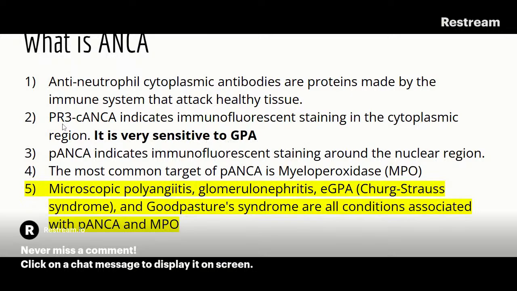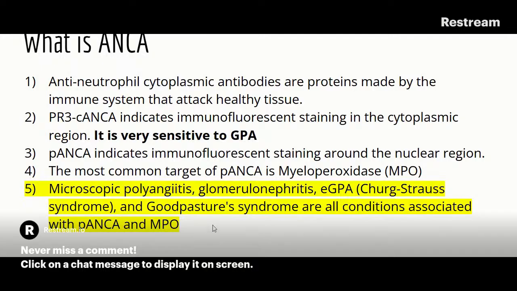So PR3 CANCA indicates immunofluorescent staining in the cytoplasmic region, and it's very sensitive for granulomatosis with polyangiitis, aka Wegener's granulomatosis. It's very sensitive for that. PANCA indicates immunofluorescent staining around the nuclear region. There are a lot of PANCA substances that you can be aware of, but the one that will probably come up in your exam, if they don't just say PANCA directly, is going to be myeloperoxidase, MPO.